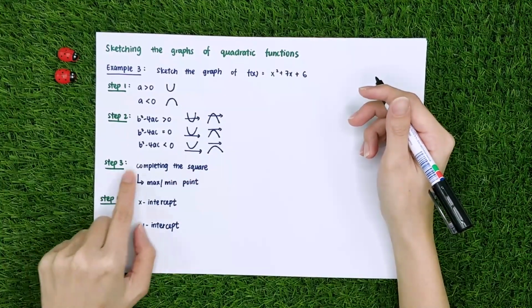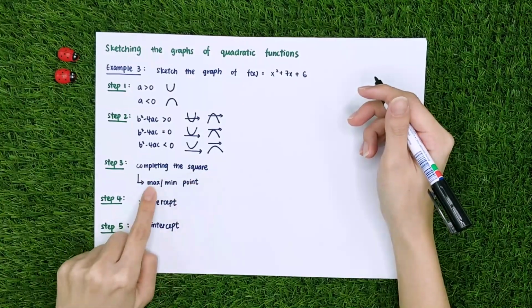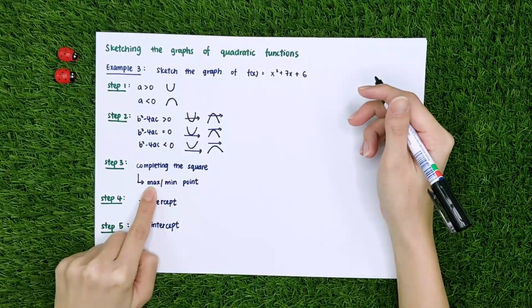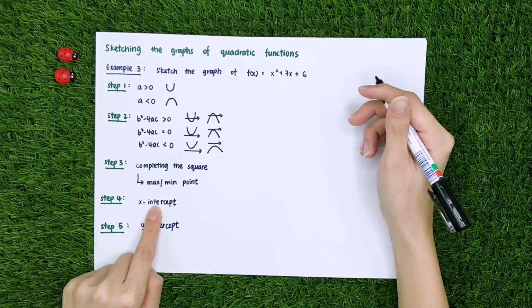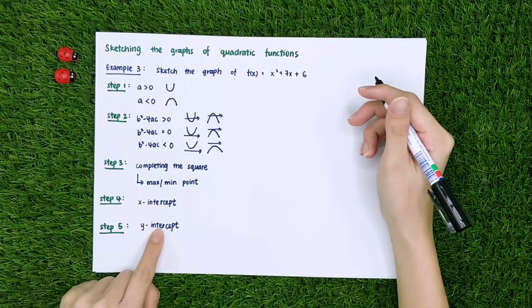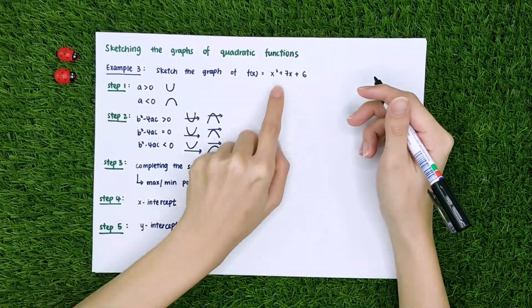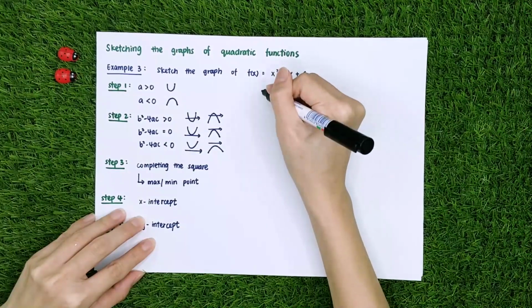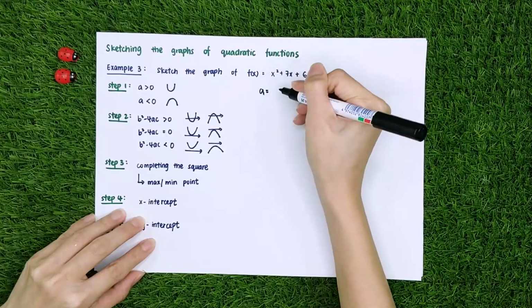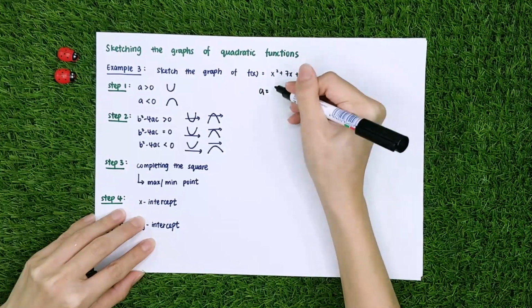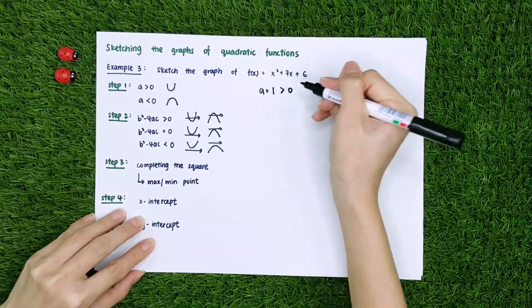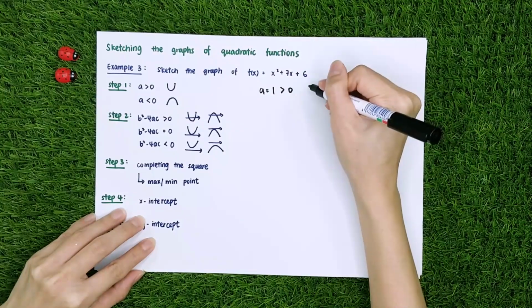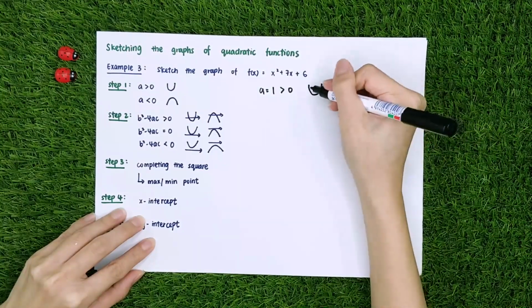For the third step, you have to do completing the square to find the minimum or maximum point. And the fourth step, you have to find your x-intercept. And the last will be to find your y-intercept. I will show you by using this example, okay? The first step, we will determine whether my a is positive or negative. My value of a is equal to 1, that means greater than 0. I know that my graph will be a minimum graph, which is a smiling face.